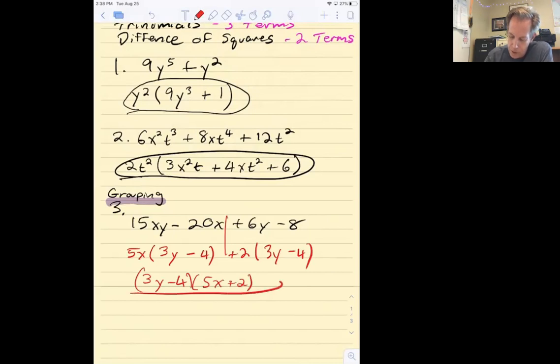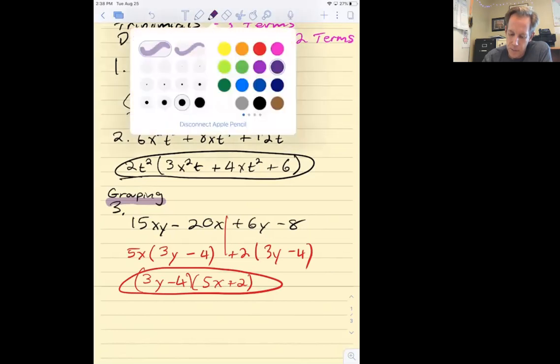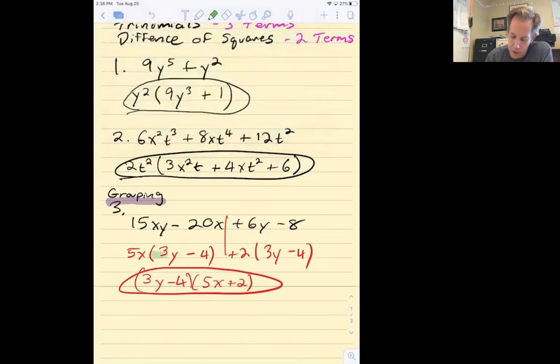Okay. And so with grouping, when you take out that greatest common factor from each place, you're looking to get the same thing in each parentheses. So in this case, we have 3y minus 4 in both of those parentheses. And so the binomial 3y minus 4 is one of the factors in our answer. And then the other binomial is just the greatest common factors that we took out, which is 5x plus 2.